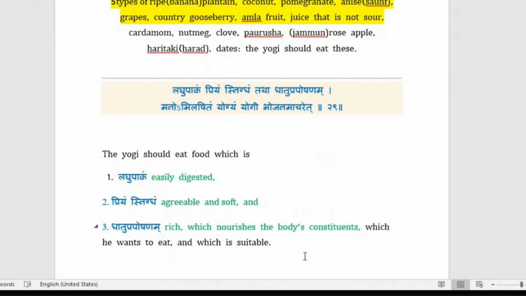So again, make a column here, Hatha Pradipika, and write down the difference that you have noticed. So your study will be very fast. In Hatha Pradipika, it is madhuram, snigdham, or we can say sumadhur, pushtikarak, snigdham, manobhilashitam, dhatu poshanam. Laghu pakam is not there, and instead of priyam, manobhilashitam is there.